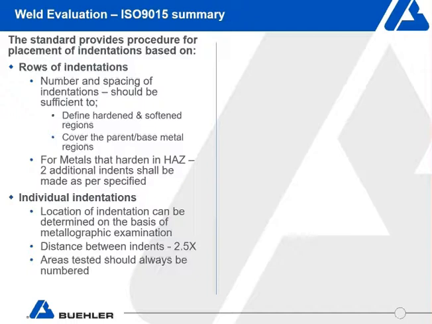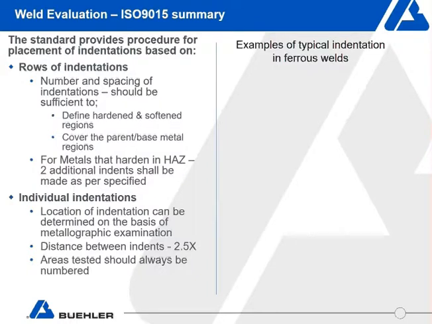It also specifies that for metals that do harden in the heat-affected zone, you may need to add 2 additional indents to properly evaluate that welded component. Whenever you're carrying out individual indentations, the location of the indentation can be determined through metallographic examination. You etch the samples, which gives you an indication of where your base metal, your heat-affected zone, and your weld region are, and you can individually place each indentation. But you also have to remember that the distance between indents has to be 2.5 times the D1, D2 average for the impression that you've made. And of course, it's always advisable to number the areas tested where you've done your indentations.